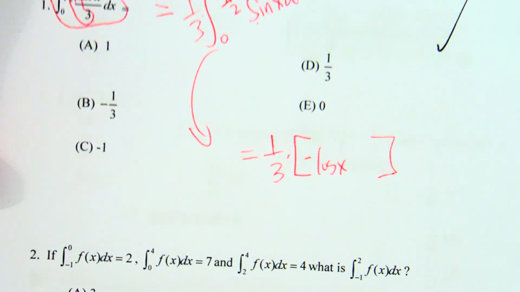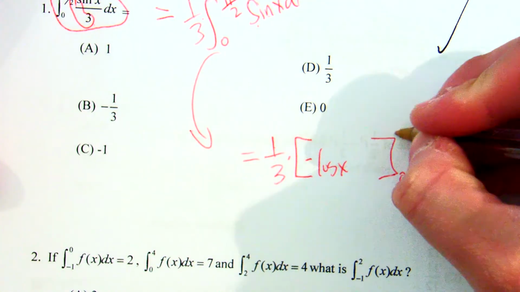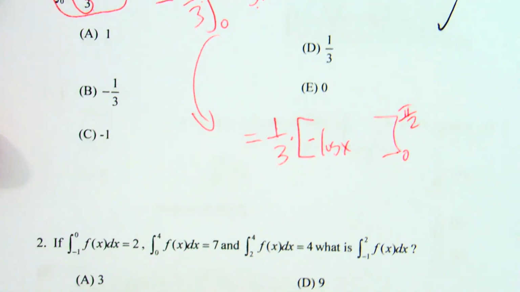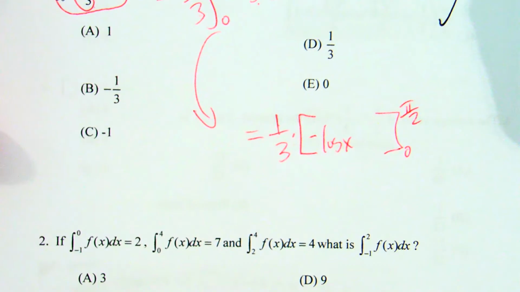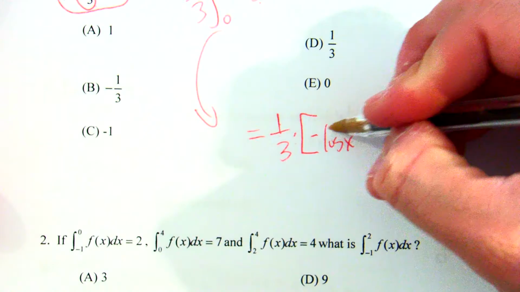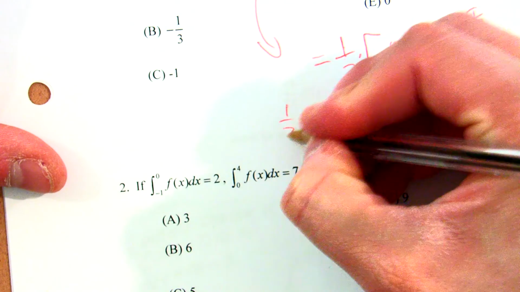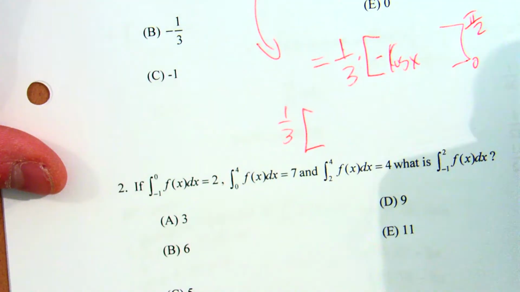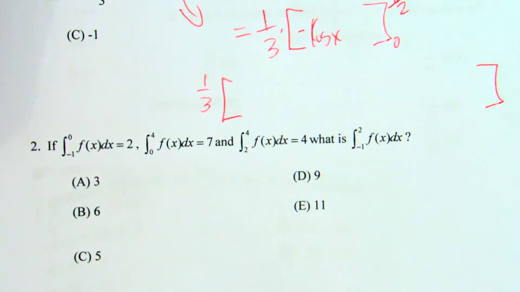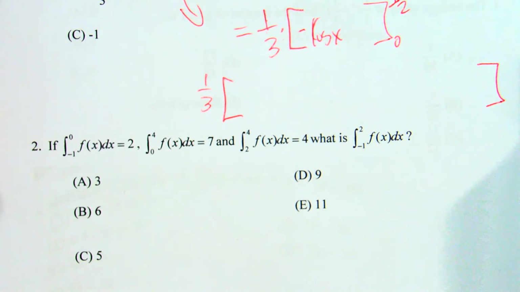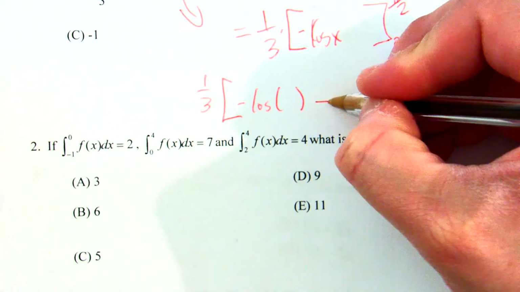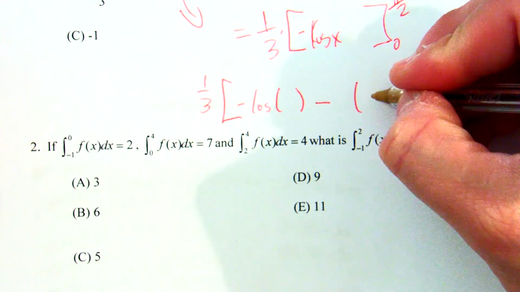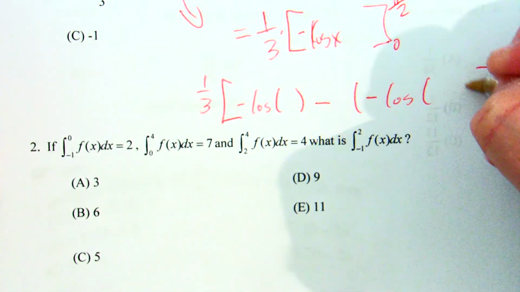And then on your limits of integration, don't forget to put from 0 to pi over 2. It is 1/3 times, right? And now we use the second fundamental theorem of calculus. And again, if you write your format like this, you're going to get it right every time. All you have to do is just be consistent. So what do we put? Negative cosine of the upper limit, minus what? Negative cosine of the lower limit.